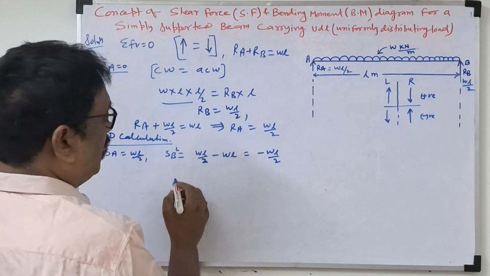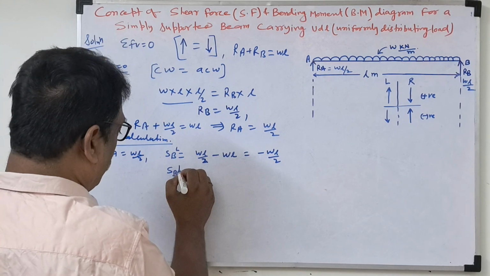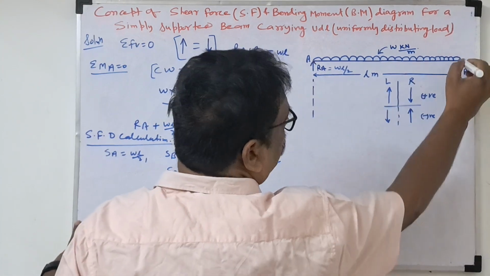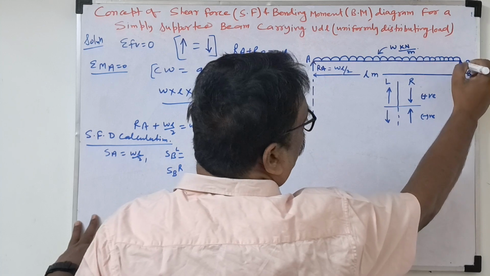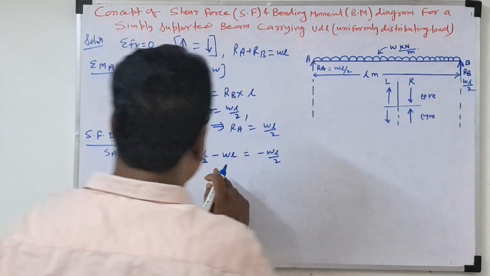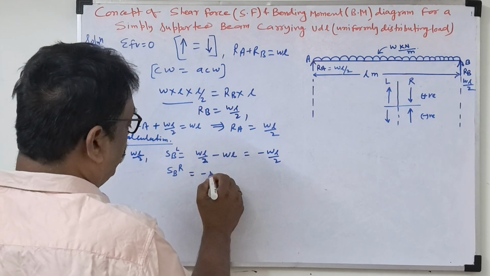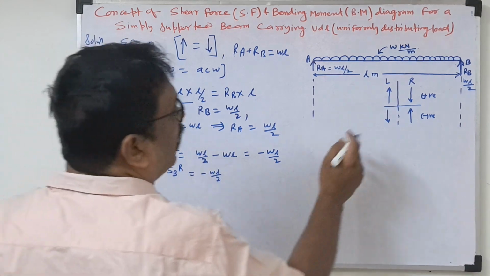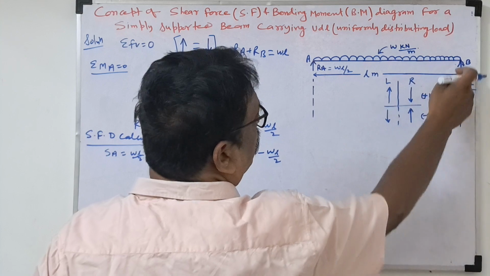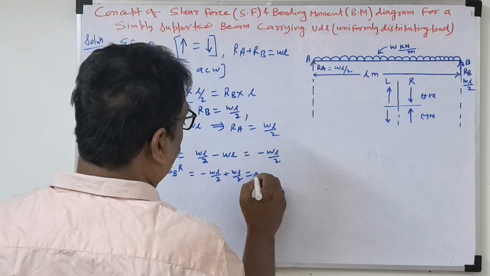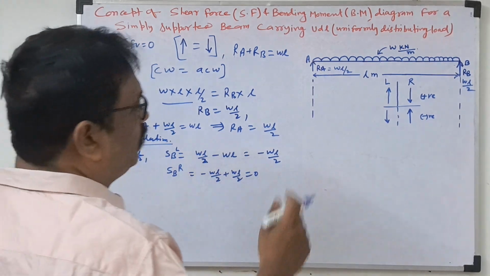So SBL. If we take SBR, that means just after this point, we are seeing this reaction force. Before this, it was minus WL by 2. So SBR is minus WL by 2, and the upward force is positive, so plus WL by 2. So it will come 0. So SBR will be 0.